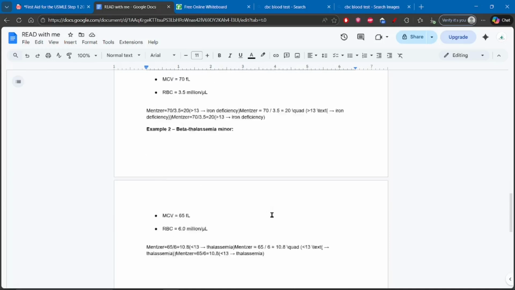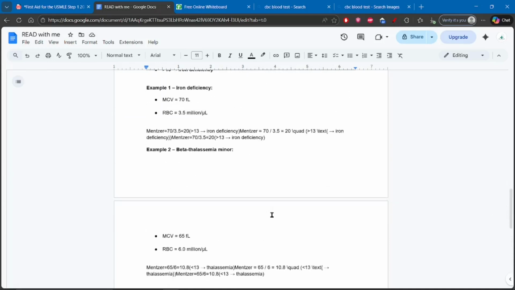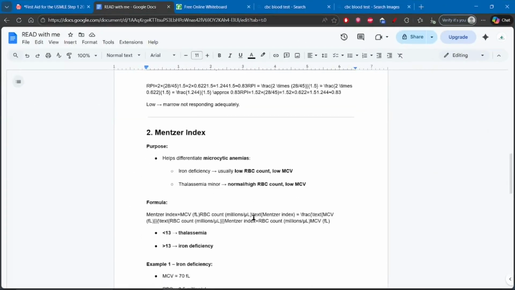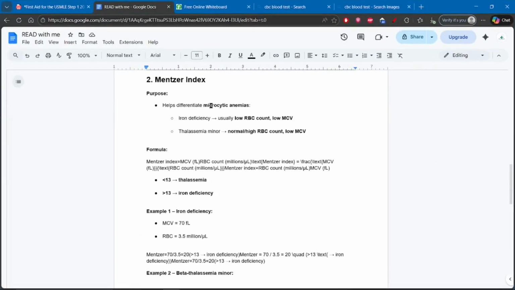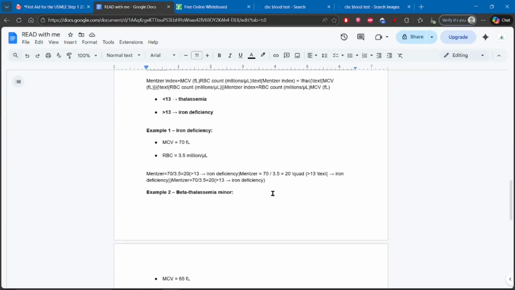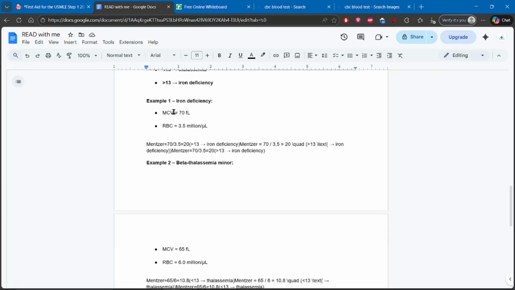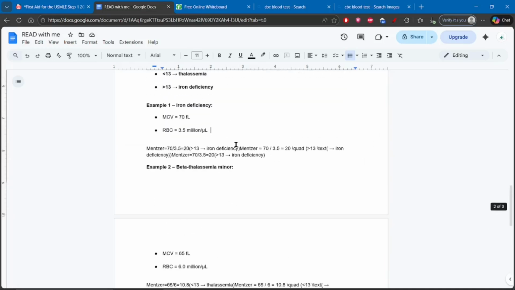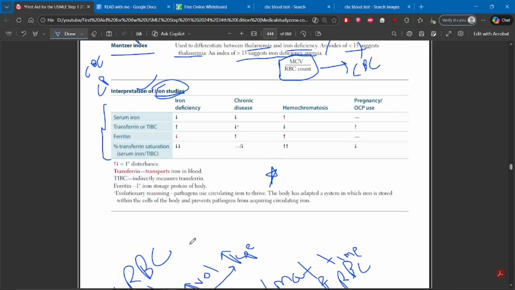I have an example, I think, written here. Yes, so it helps differentiate microcytic anemias, and we've studied all of it. This is the calculation. You just need the MCV and the RBC count, and just divide both of them, and you get the answer, right? Now looking at the crux of the discussion, the interpretation of the iron studies, the most important part.